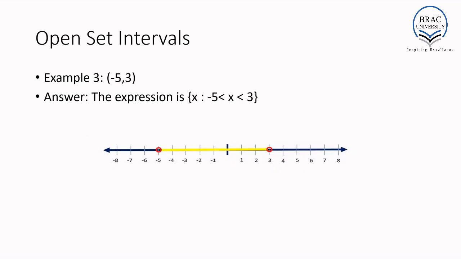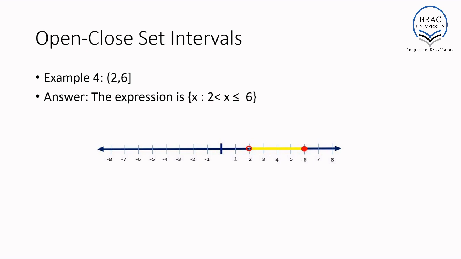See, this is an open set interval. That means we will count any numbers that are in between -5 and 3. However, we will not count -5 and 3. That is why I have not filled the -5 point or the 3 point with red marks. It is not filled with red marks. That means I am not counting the -5 point and the point 3, but anything in between will be included. That is why it is an open-ended set interval.